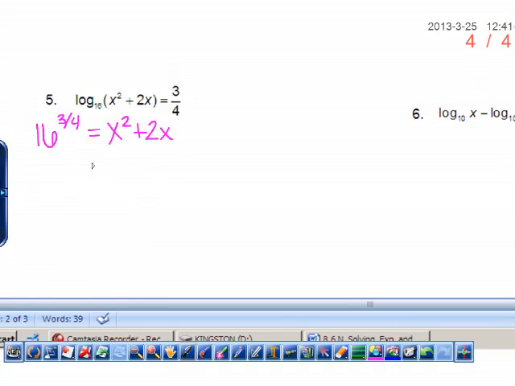Let's talk about 16 to the 3/4. What does the 4 do? The fourth root. What's the fourth root of 16? 2, and 2 cubed? 8. All right, would you please finish this problem, please?